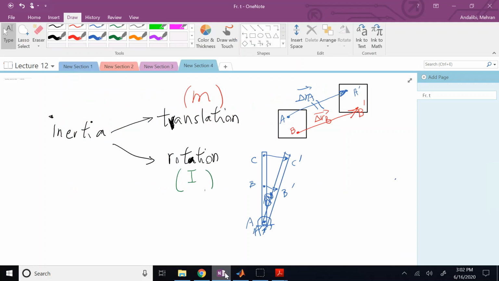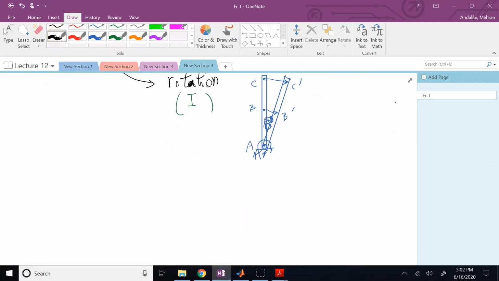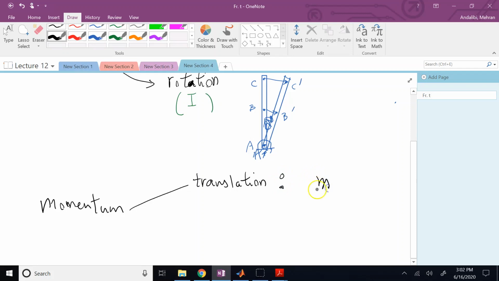Now, similar to that, the momentum also, the momentum that we learned, so far we learn only momentum for translation. If the object is showing some linear motion with velocity v, then this momentum is going to be its inertia term, mass, times its velocity term, v. Okay? So momentum is always the product of what? An inertia term and a velocity term.